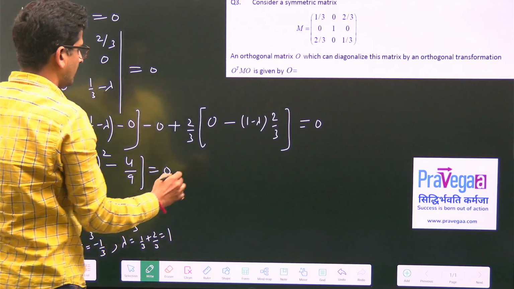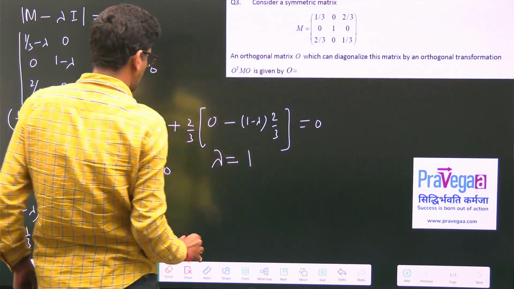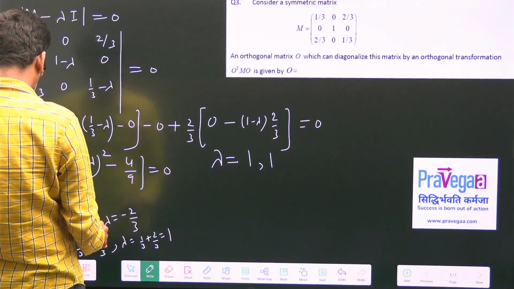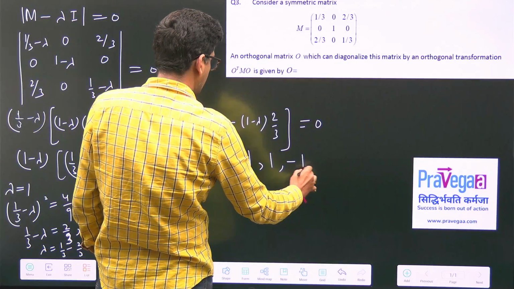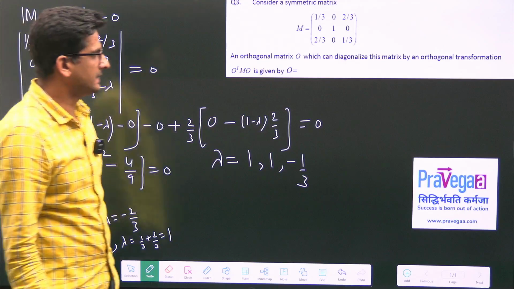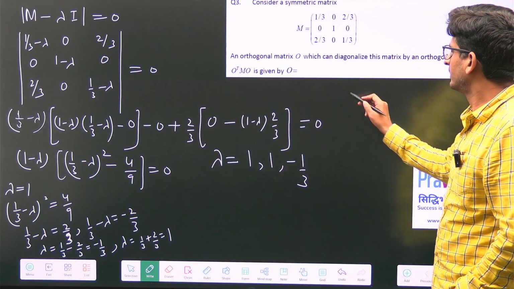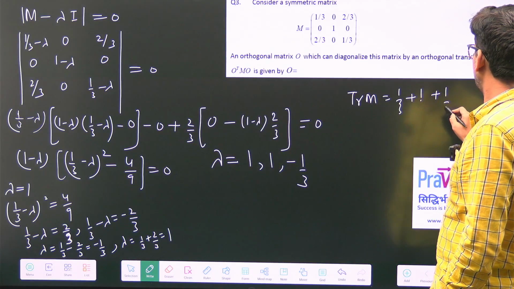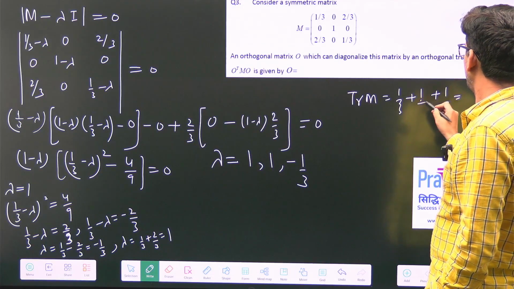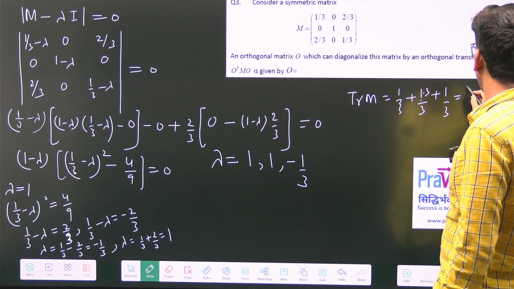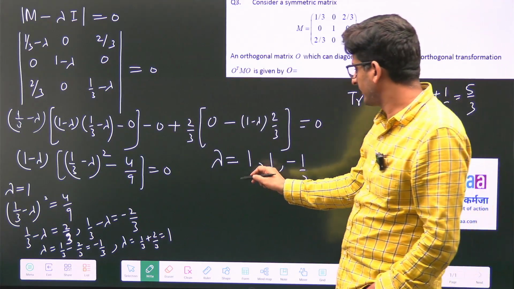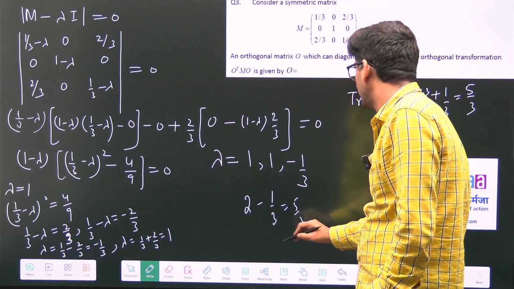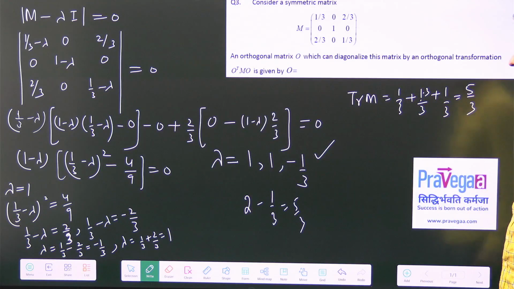So finally, as eigenvalues, we got lambda equal to 1, lambda equal to 1, and one value is lambda equal to minus 1/3. You can quickly check it using the trace of the matrix, because the trace is 1/3 plus 1 plus 1/3, which is equal to 5/3, and you can check from here, it is 2 minus 1/3, which is 5/3. So supposedly the eigenvalues are correct.